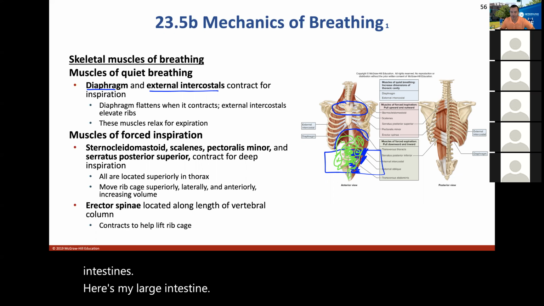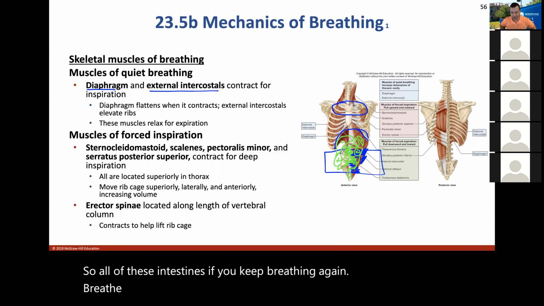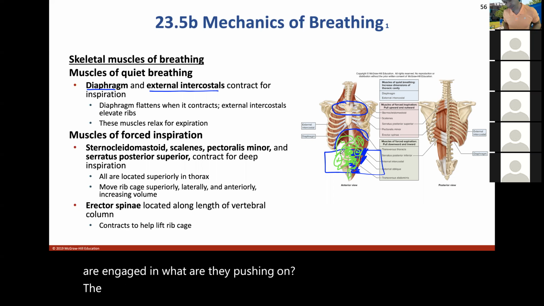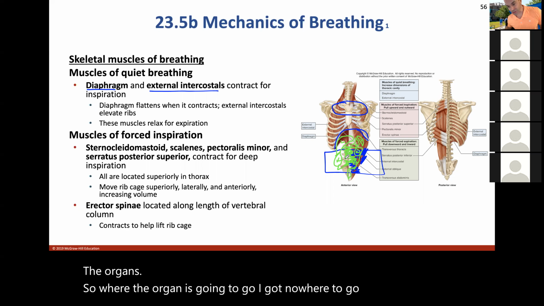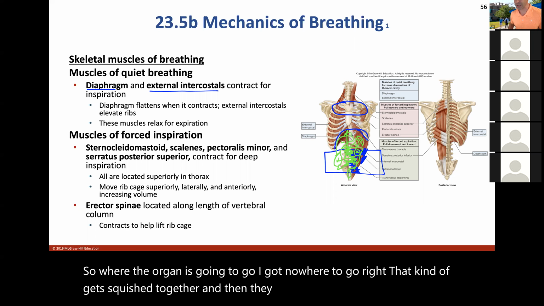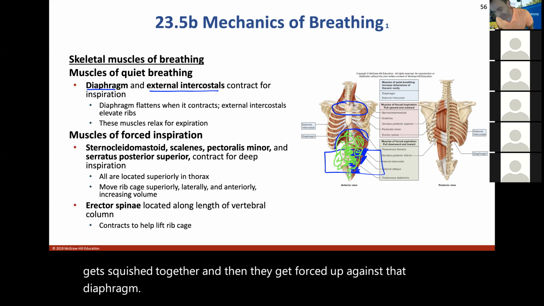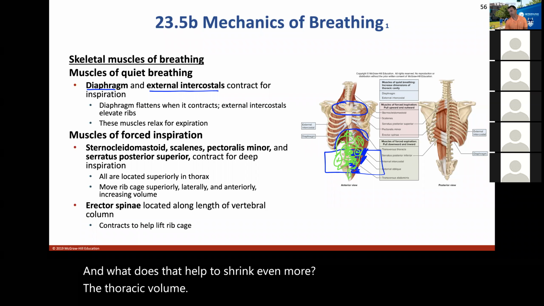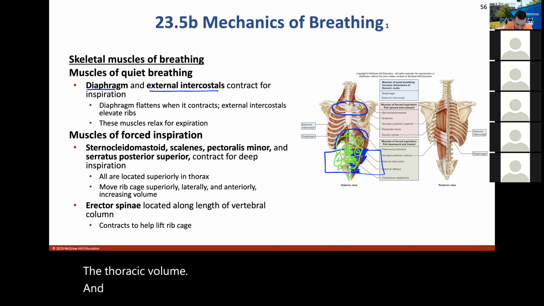And boom. So all of these intestines, if you keep, okay, breathe in again. Now breathe out. Keep breathing. All these muscles are engaging. What are they pushing on? The organs. So where are the organs going to go? They got nowhere to go, right? They kind of get squished together and then they get forced up against that diaphragm. And what does that help to shrink even more? The thoracic volume. And that forces even more air out of those lungs.